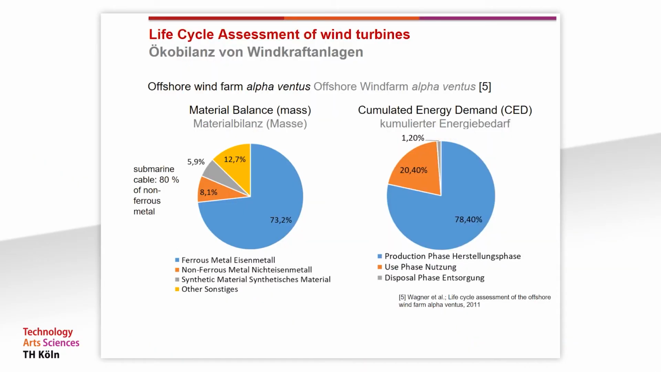This slide shows the results of another study. In this study, the ecological balance of the offshore wind farm Alpha Ventus is examined. The material balance is shown on the left. 73.2% of the material used is ferrous metal.